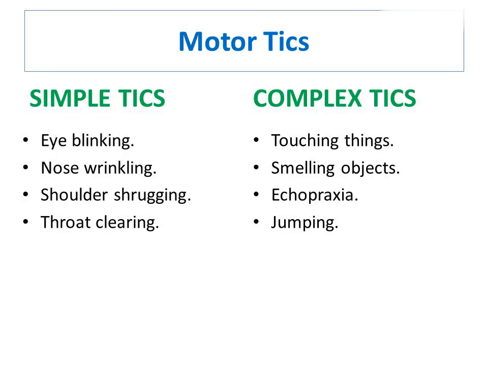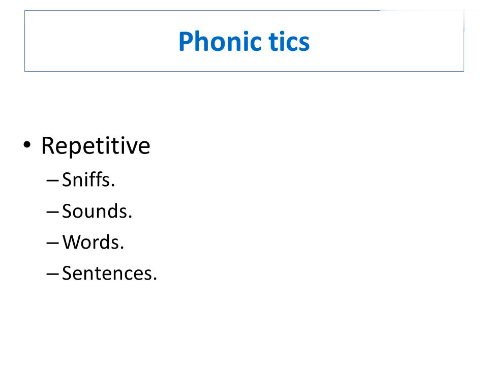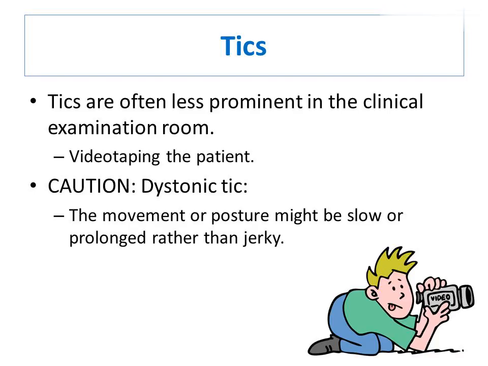Motor tics, simple tics, complex tics: eye blinking, nose wrinkling, shoulder shrugging, throat clearing, touching things, smelling objects, echopraxia, jumping. Phonic tics: repetitive sniffs, sounds, words, sentences. Tics are often less prominent in the clinical examination room. Videotaping the patient helps. Caution, dystonic tic: the movement or posture might be slow or prolonged rather than jerky.